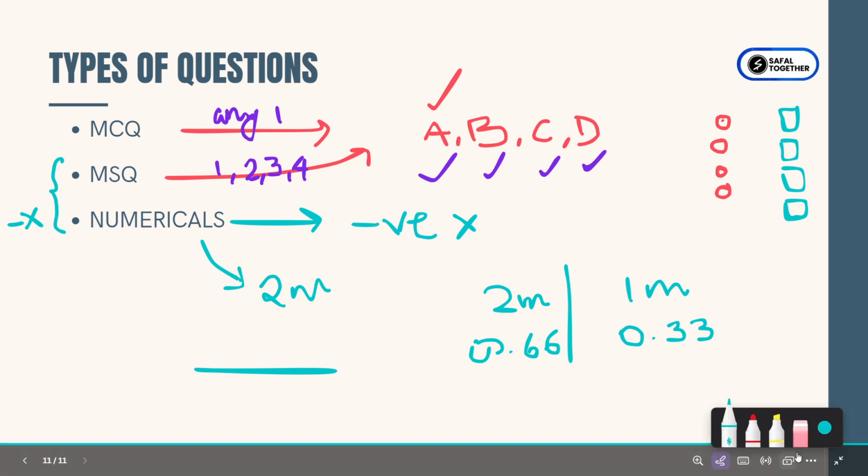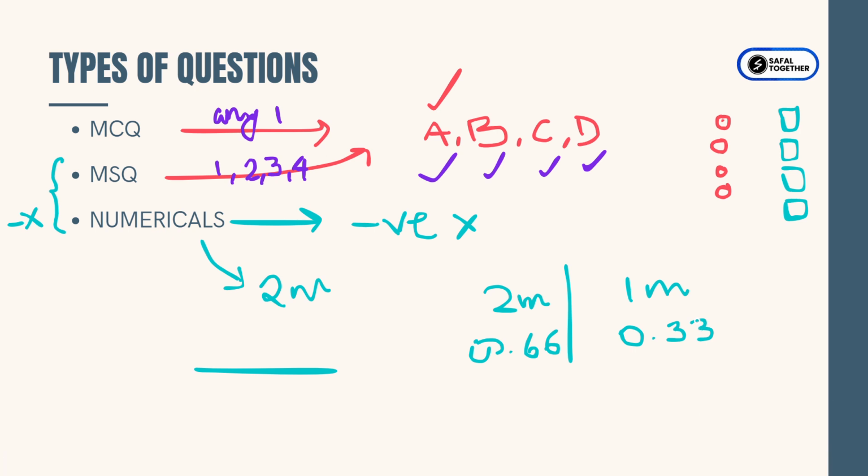Also, in your GATE paper, when you're giving the exam, you will be notified of how many marks it is in total, or for that particular question, whether it is a 1 mark question or a 2 mark question, and if at all you get it wrong, how much of a negative effect it would have.